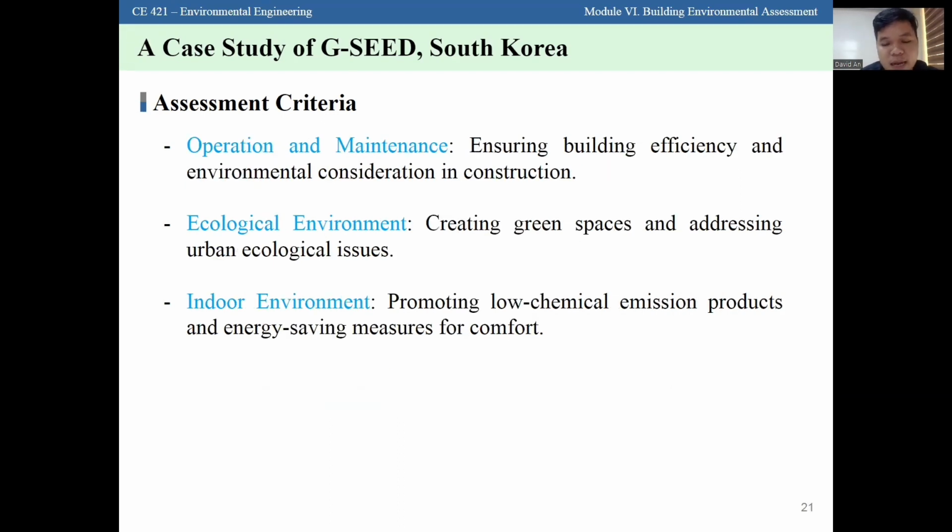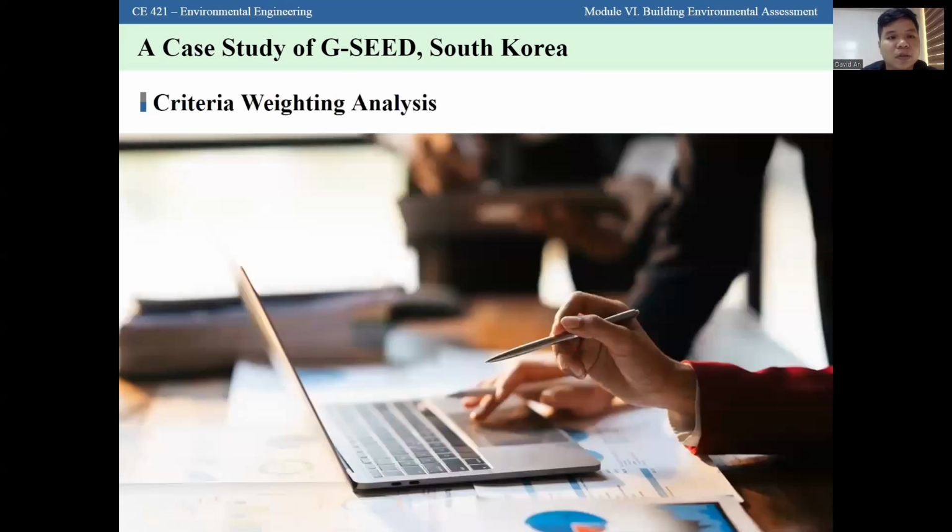Now let's move to the last three criteria of GSEED. Operation and maintenance: ensuring building efficiency and environmental consideration in construction. For ecological environment: creating green spaces and addressing urban ecological issues. Indoor environment: promoting low chemical emission products and energy saving measures for comfort.